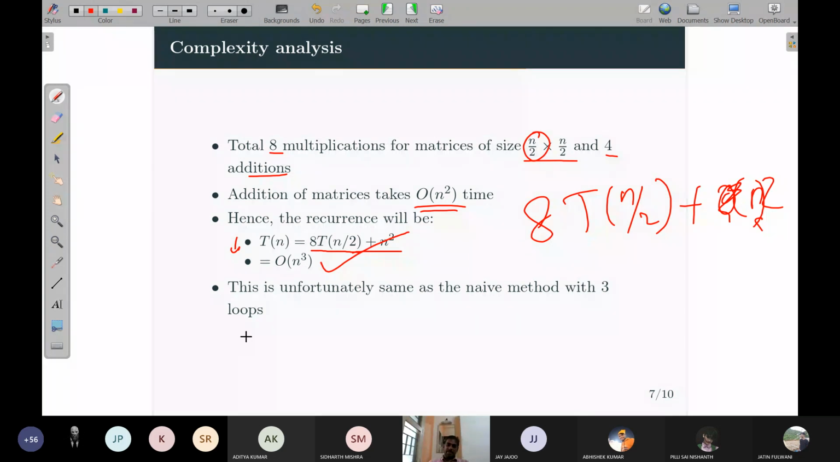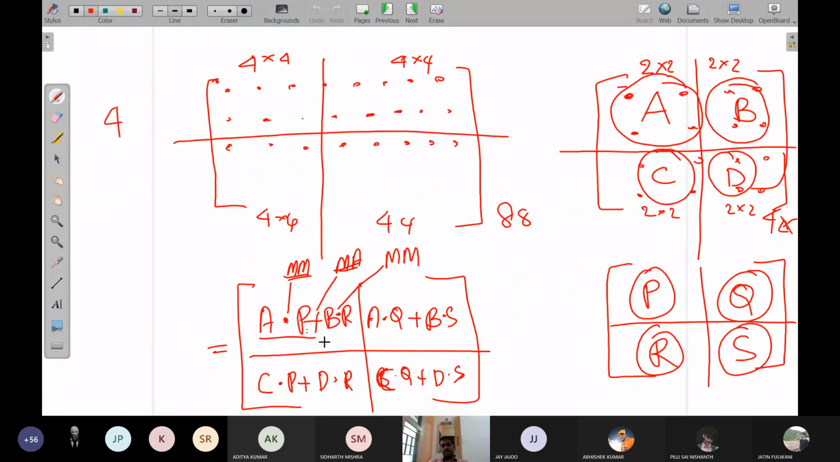So what was our expectation? Our expectation was divide and conquer will reduce the time complexity a little bit, but it did not happen. We have big O of n cube for the iterative version, which I showed you in the previous slide.